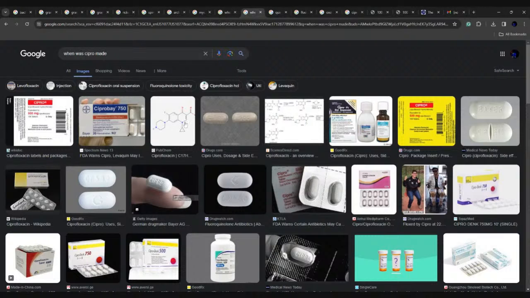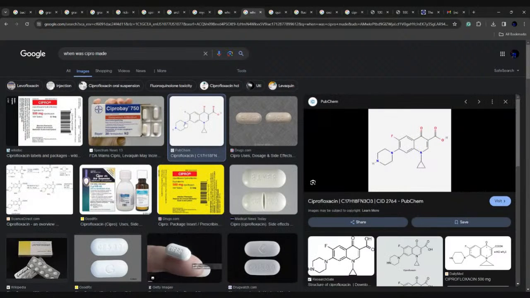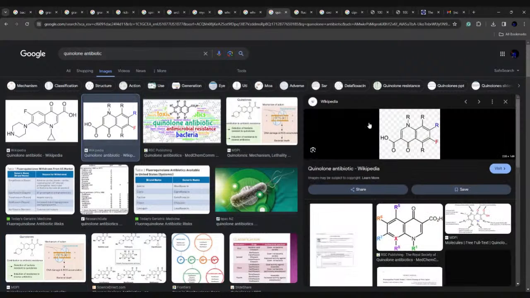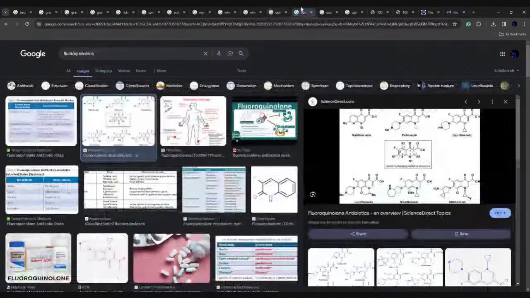injectable versions of it. If you look at the chemical structure of quinolone-based antibiotics, ignore the fluorine here. This is actually pretty wrong. Here we go, that's a little bit better. That's the general structure. You've got these two cyclohexanes, and these are variable R groups. And with the fluoroquinolones, they then added this fluorine atom.